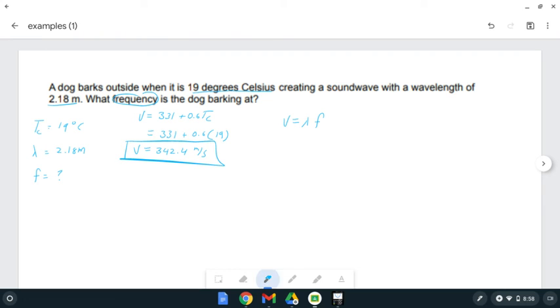Now what I have to do is use this in my second part right there. So that number just gets added into it, and now I can actually solve for the frequency. 342.4 is equal to our wavelength of 2.18 times the frequency. I'm going to go ahead and divide by the 2.18 on both sides. That will cancel over here. And then I just have to plug this into my calculator to solve for frequency.